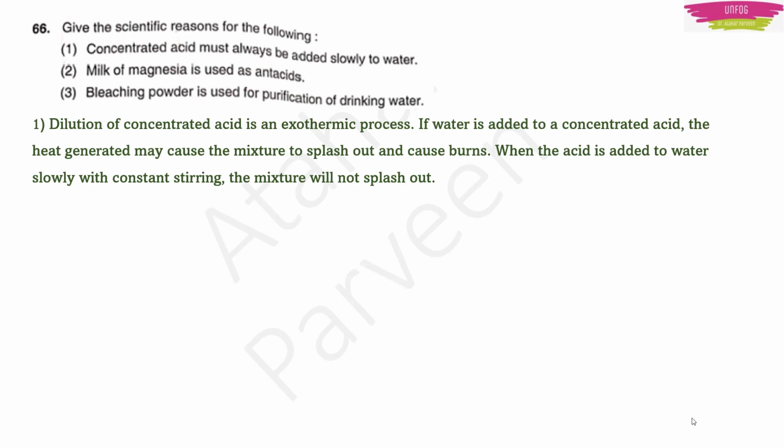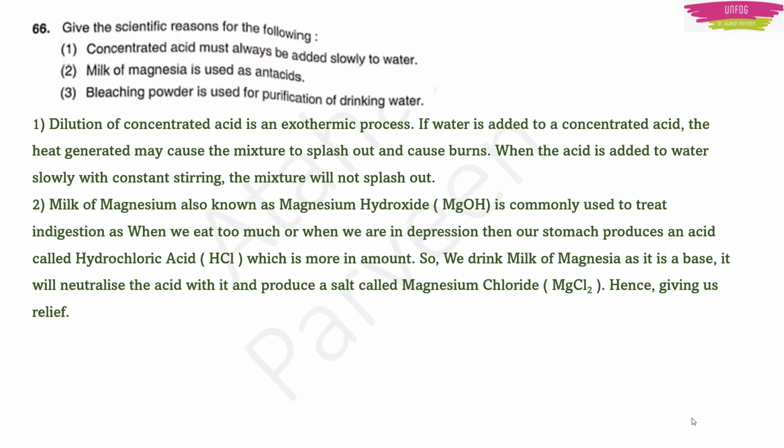Next is, why is milk of magnesia used as an antacid? Milk of magnesia is also known as magnesium hydroxide. It is commonly used to treat indigestion, because when we eat too much, or when we are in depression, our stomach produces a lot of acid, that is hydrochloric acid. Then when we drink milk of magnesia, as this is a base, it will neutralize this HCl, this acid. Then it will produce a salt called magnesium chloride. So we will get relief from this acidity. That's why we use milk of magnesia as an antacid.